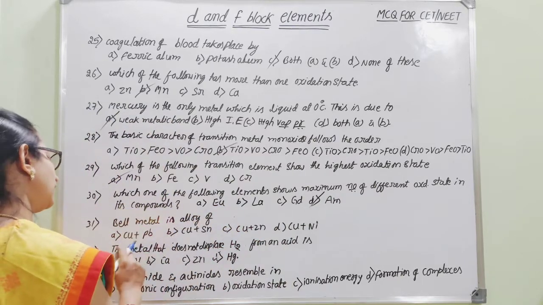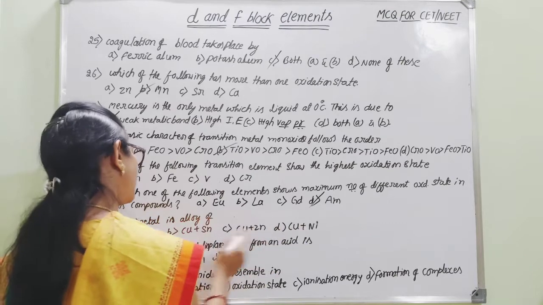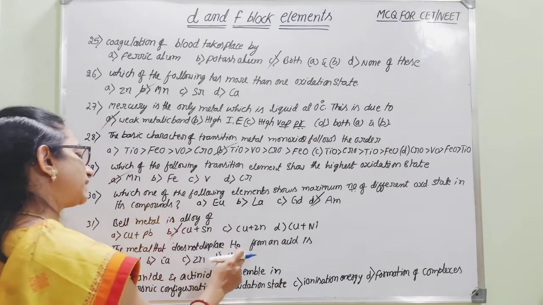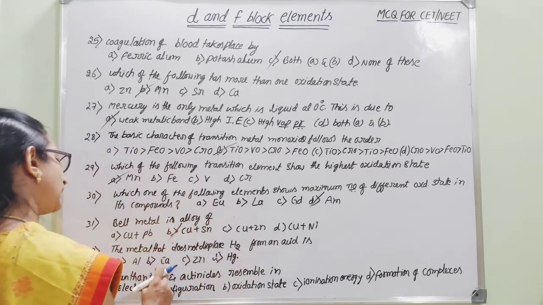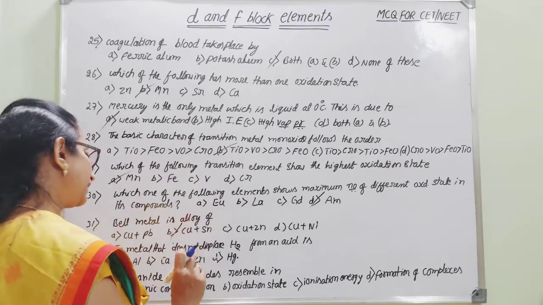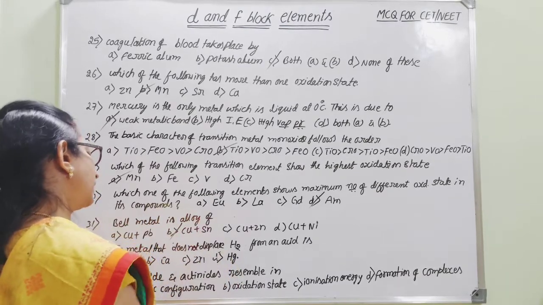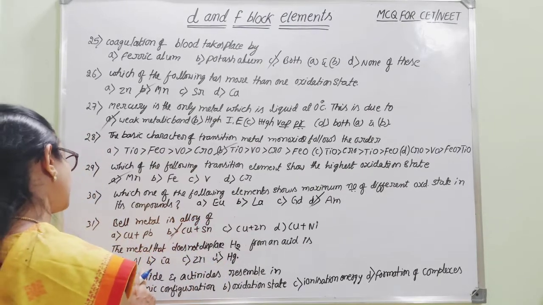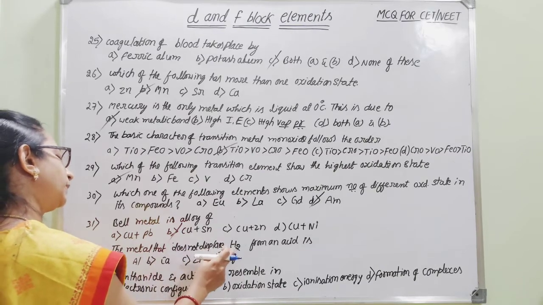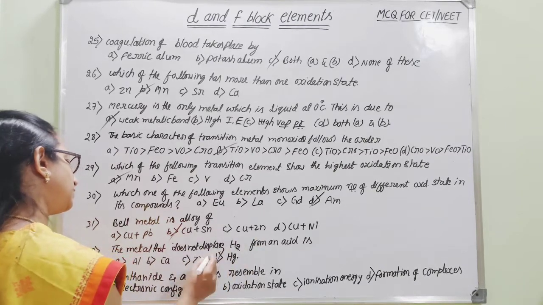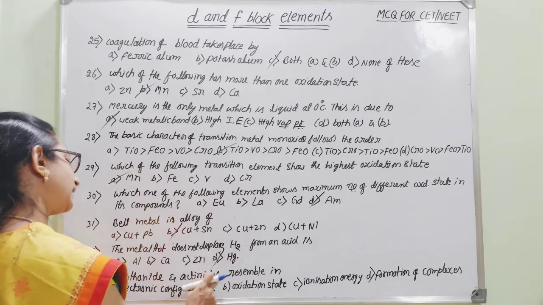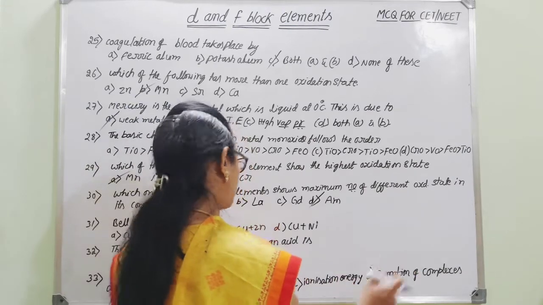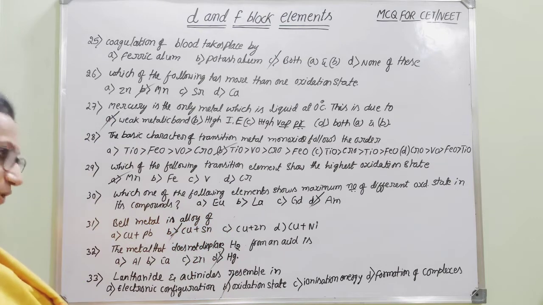Bell metal is an alloy of copper-lead, copper-tin, copper-zinc or copper-nickel. It is copper-tin. Option B is the right answer. Then the metal that does not displace hydrogen from an acid: aluminium, calcium, zinc, or mercury. Mercury is less electropositive when compared to hydrogen, and the remaining are all electropositive in nature, therefore mercury, Hg, will not displace hydrogen from acid. And the last question: the lanthanides and actinides resemble in their electronic configuration, oxidation state, ionization energy, or formation of complexes. It is with respect to their oxidation state.